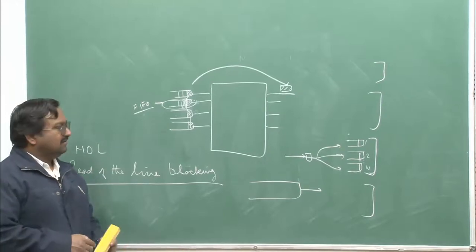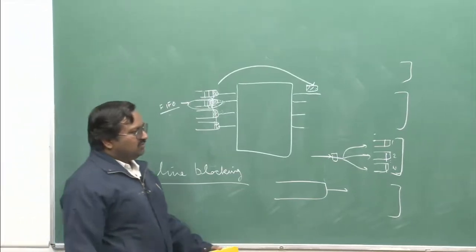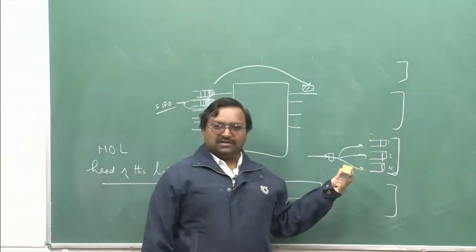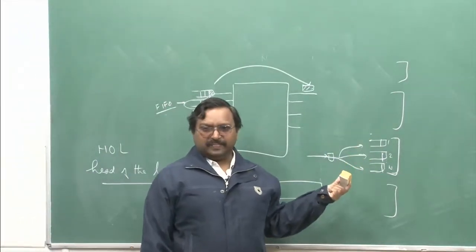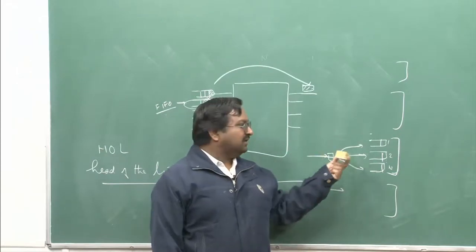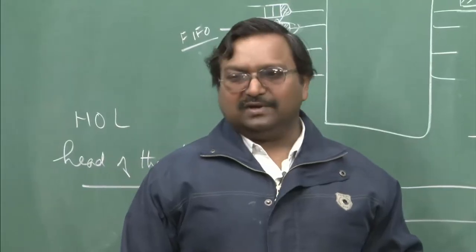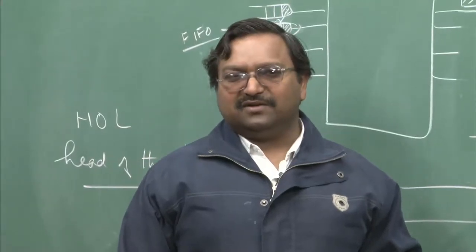How is splitting a single buffer into multiple buffers calculated? I am saying that at each input port there are n buffers. When a packet arrives, there is one packet arriving in a slot. Depending on the outgoing port, I will put it in one of these queues. For each output port, there is a queue. So n square complexity will be there for the number of queues.